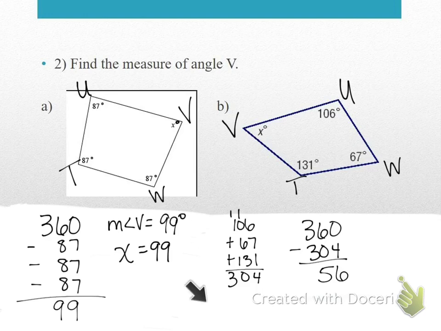56. Now, if you didn't want to add those up and subtract one big number, you could do it like we did on letter A, where you just subtract each one off one at a time. But this time, the measure of angle V is 56 degrees.